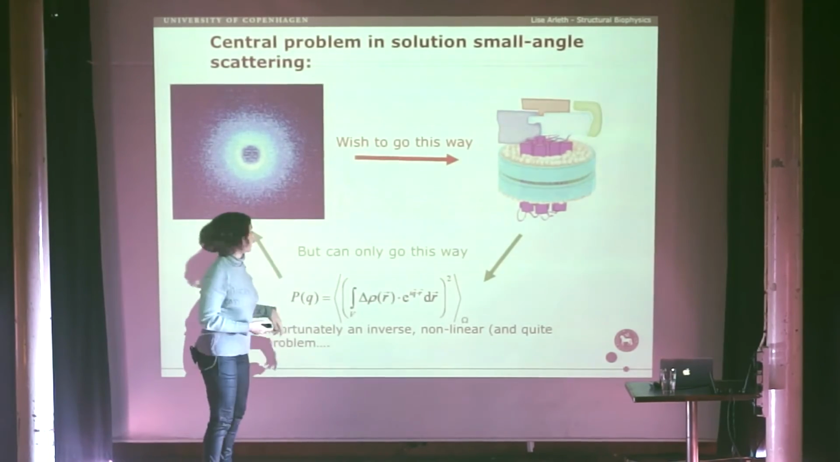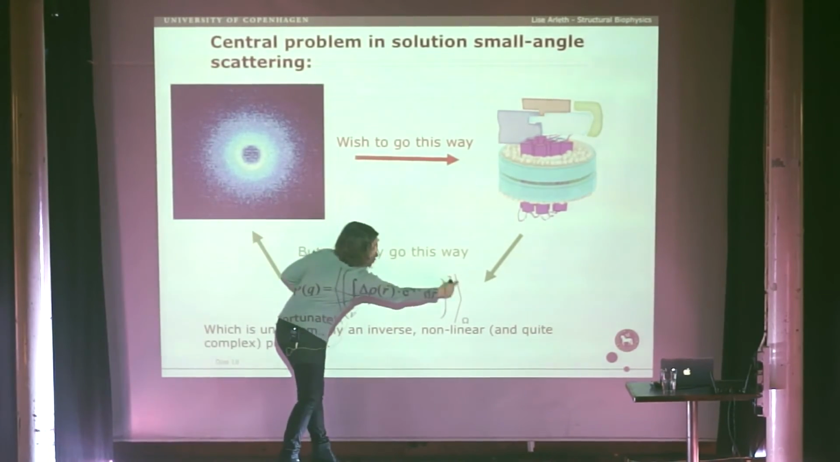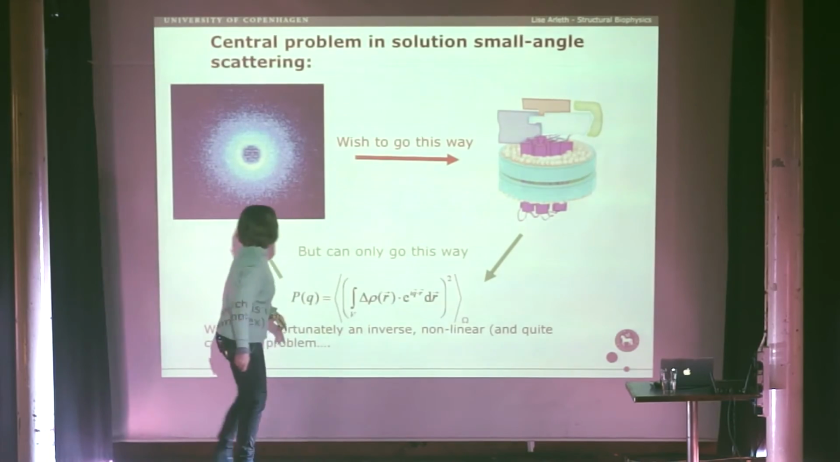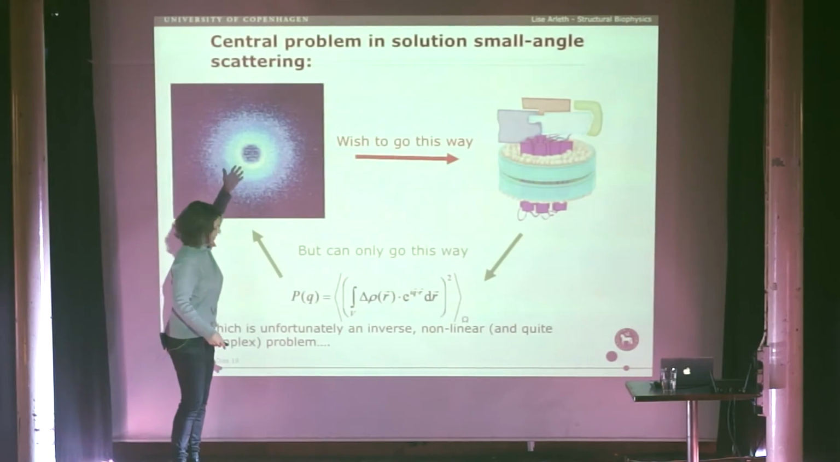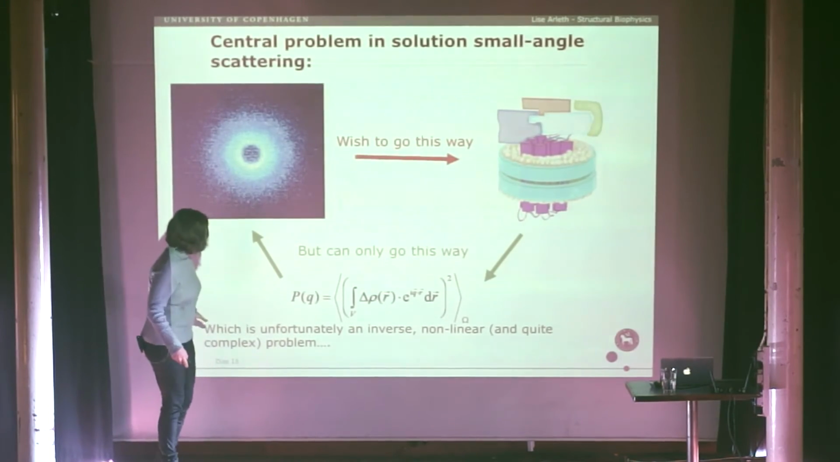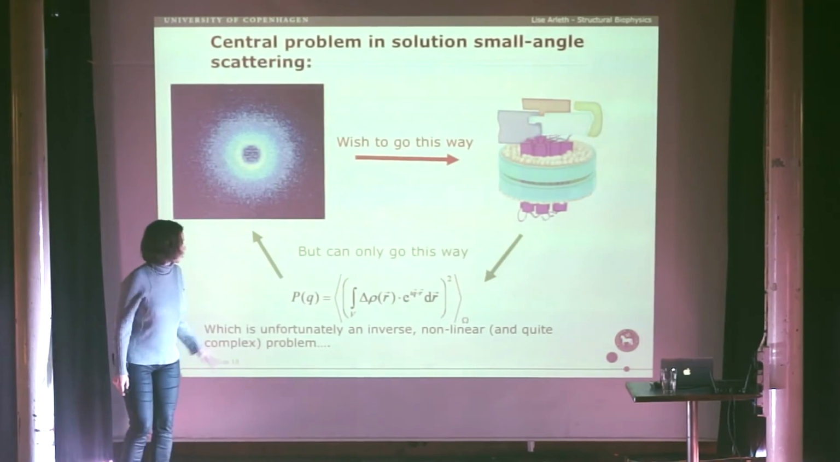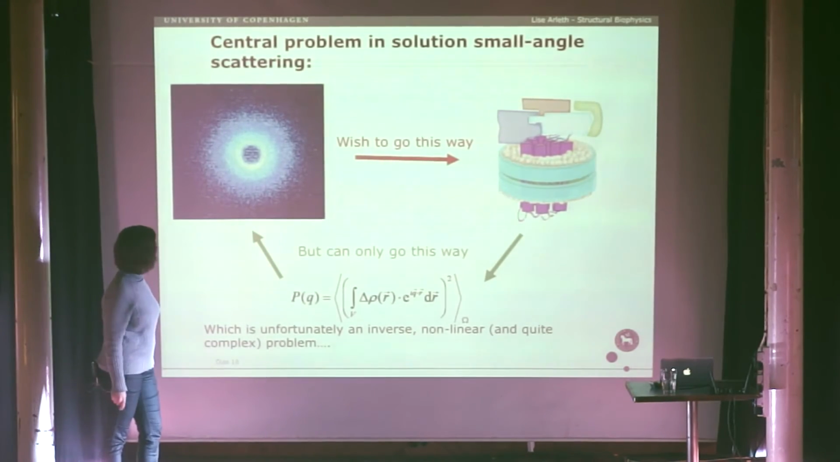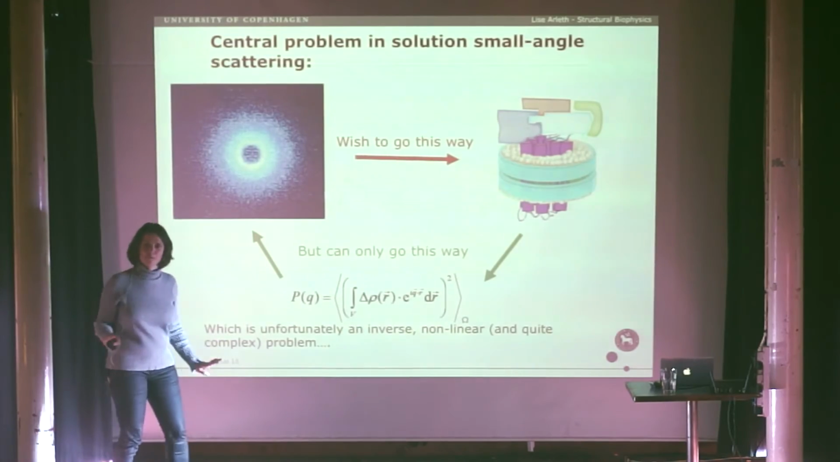So I also have to build that into my model. And this is what I've illustrated with these brackets here. And then I can calculate what my scattering pattern would look like here. But this is unfortunately both a so-called inverse and a non-linear, and therefore a quite complex problem.